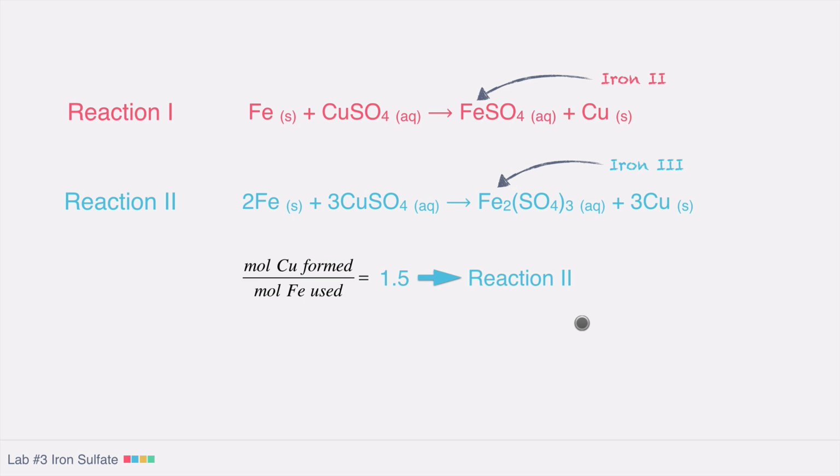Obviously, we're not going to get exactly 1 and exactly 1.5, so you're going to have to extrapolate which reaction occurs. Again, this is by far the most important calculation for this lab. This is what's going to tell us which reaction occurred, the ratio of copper formed to iron used.